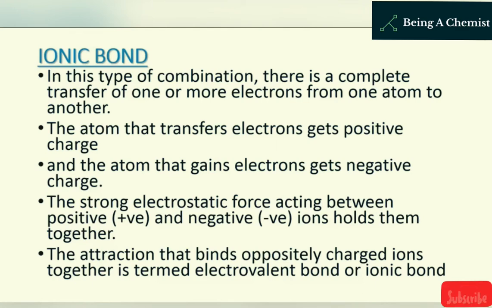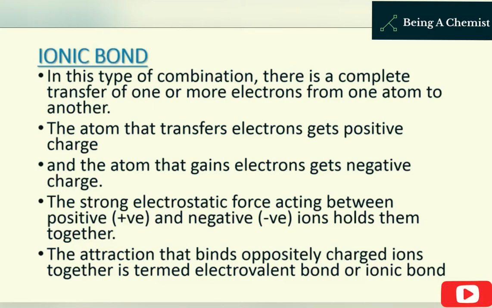The strong electrostatic force acting between positive and negative ions holds them together. So there is a force known as electrostatic force, which is actually holding these positive and negative ions together. The attraction that binds oppositely charged ions together is termed an electrovalent bond or ionic bond. So why do we also consider the ionic bond as an electrovalent bond?